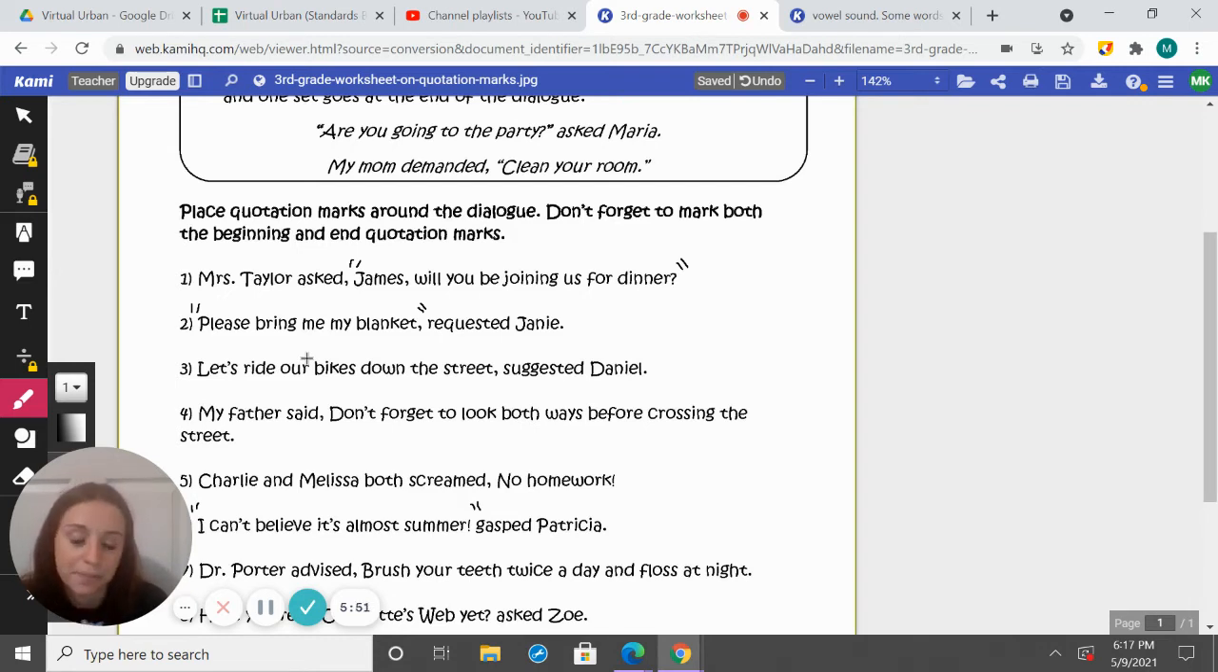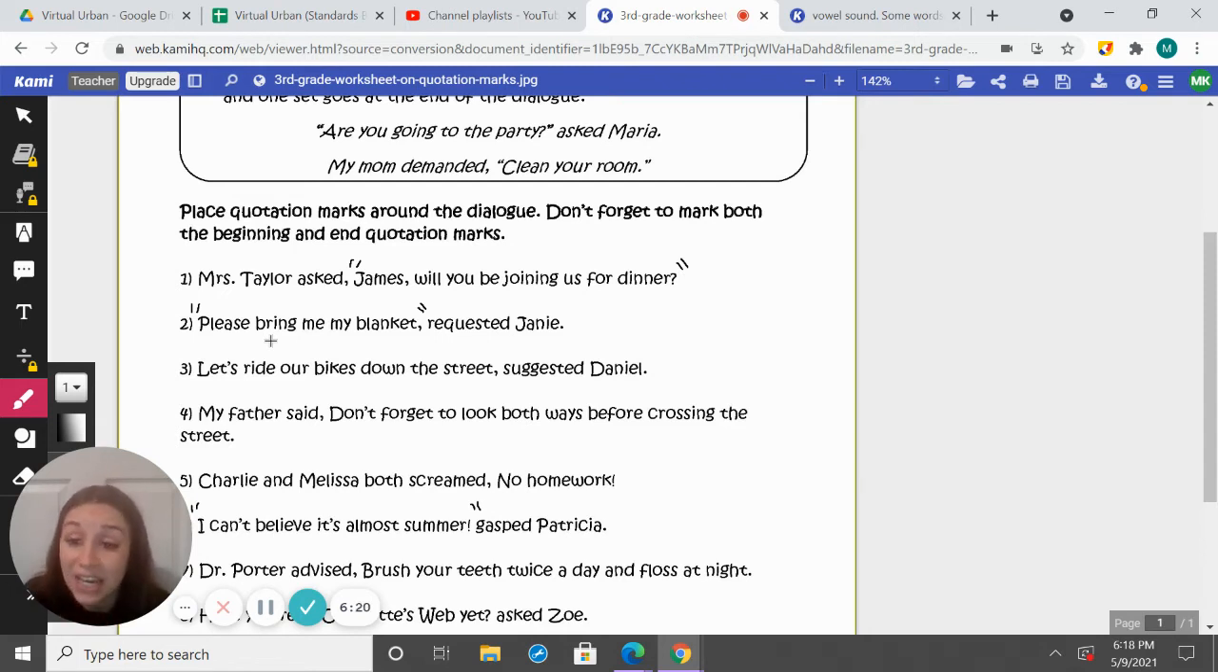All right, number 3. I'm going to challenge you guys. I want you to listen as I read it out loud, and then think to yourselves, what is being said here? What's the dialogue that needs those quotation marks around it? So number 3: "Let's ride our bikes down the street," suggested Daniel. Let me read it one more time. I want you to pause me and think, what is being said here? Once you have an answer, unpause me and we'll talk about it.